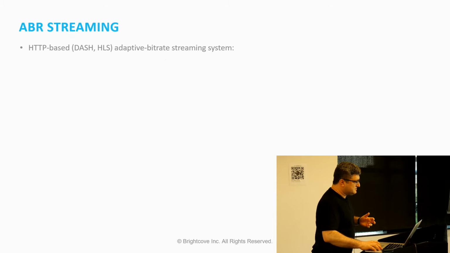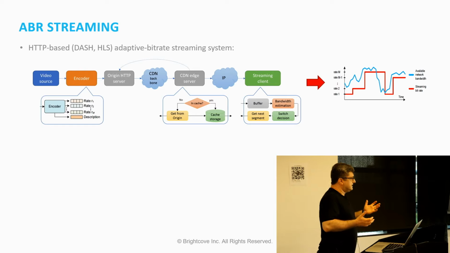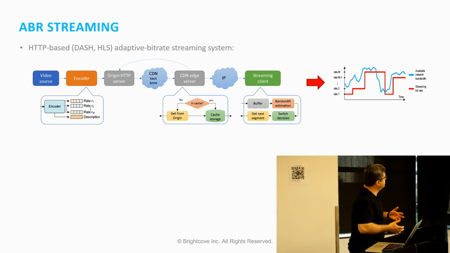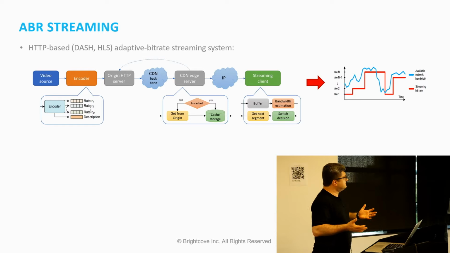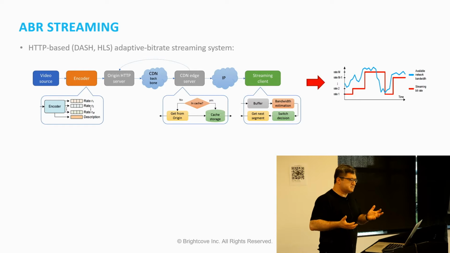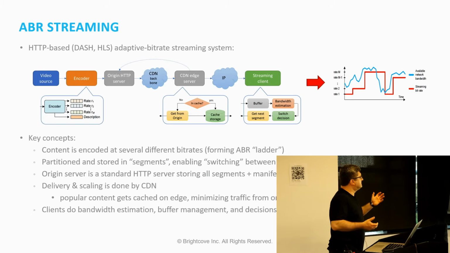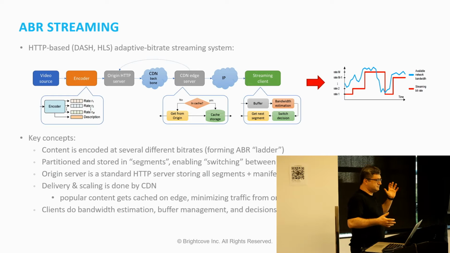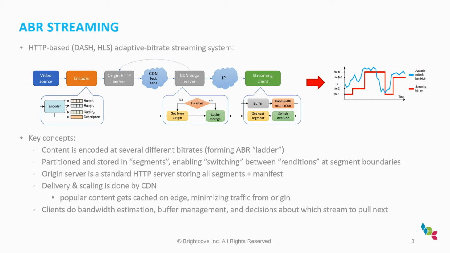So let's start with ABR streaming. Basically, in present time, we're talking about HTTP-based ABR streaming delivered by means of protocols such as DASH or HLS. And what usually is done in these cases is that content is encoded at several bit rates, right? Then each bitrate stream is called a rendition. Usually, the composition of those streams is called a ladder.